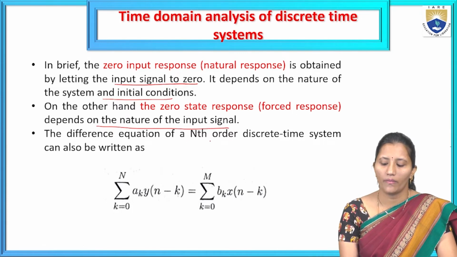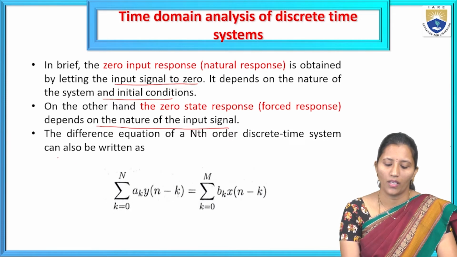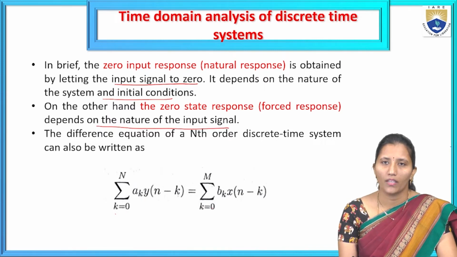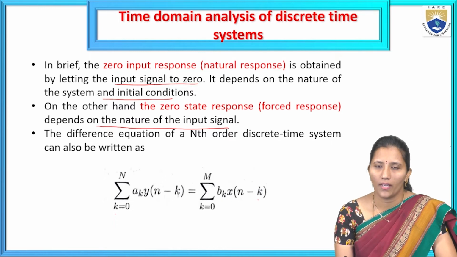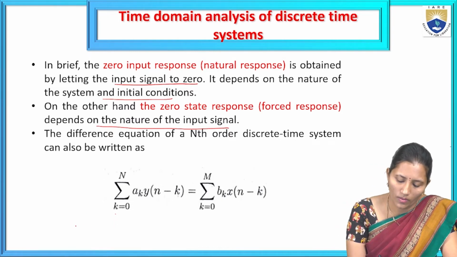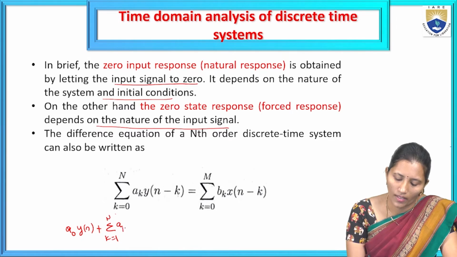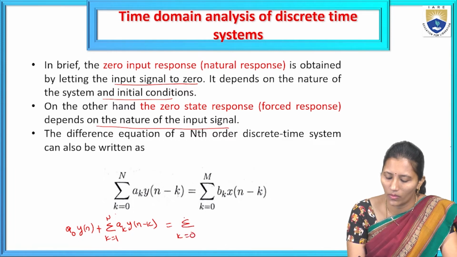So the difference equation of the nth order discrete time system can also be written as sigma k is equal to 0 to n a k y of n minus k is equal to sigma k is equal to 0 to m b k x of n minus k. We can write this also. So a naught, if we substitute k is equal to 0, we can write a naught y of n plus sigma k is equal to 1 to n a k y of n minus k is equal to sigma k is equal to 0 to m b k x of n minus k.